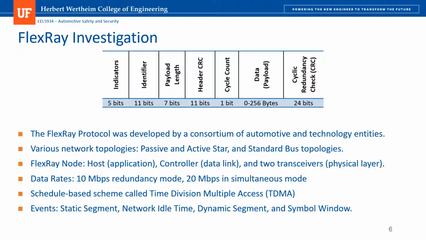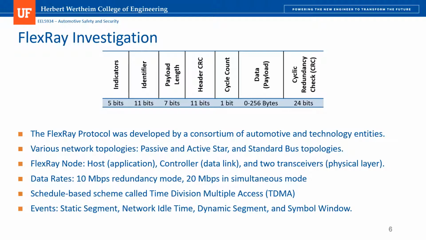So you can get up to 10 megabits per second in the redundancy mode, where the same data is transmitted on both channels so that you can have error control. And then the 20 megabits per second would be in simultaneous mode, where data is transmitted simultaneously on both channels.